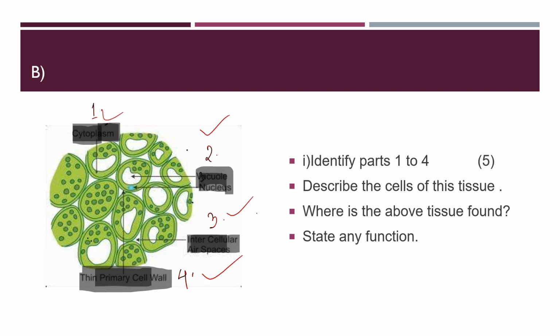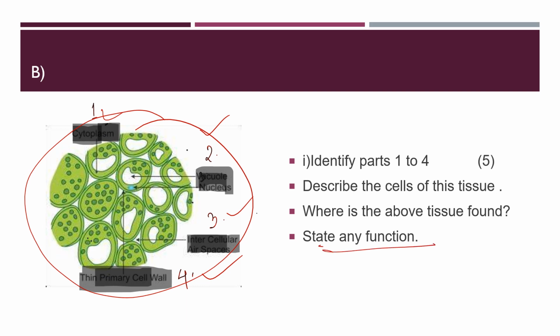So describe the cells in this tissue. So what is this tissue? You should first identify that, then only you can identify the parts 1 to 4. Then describe the cells in this tissue and where is the above tissue found. So you should find the location of this particular tissue and state any function of this tissue. So where is this above tissue found? Describe the cells of this tissue and identify the parts 1 to 4.